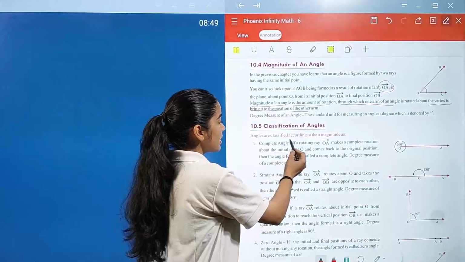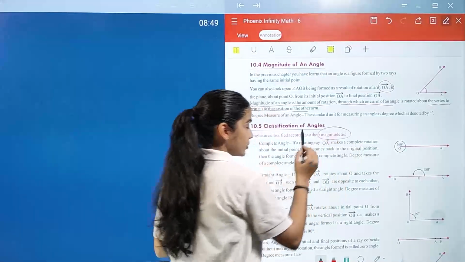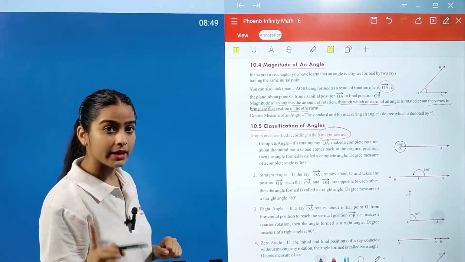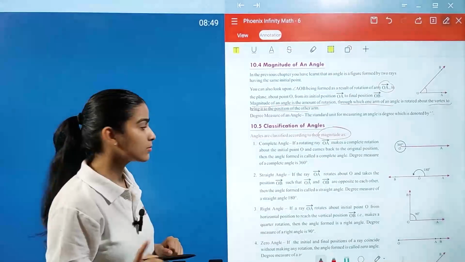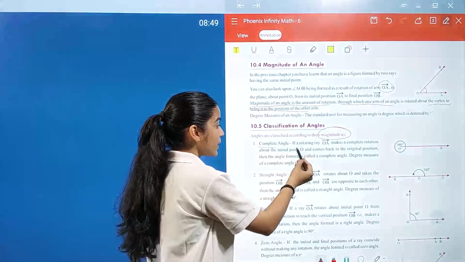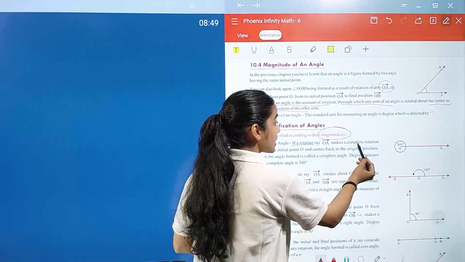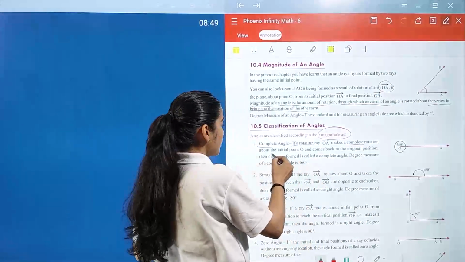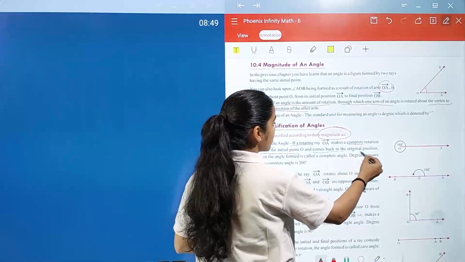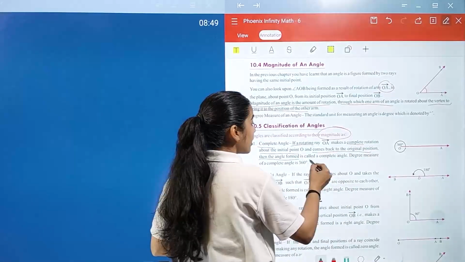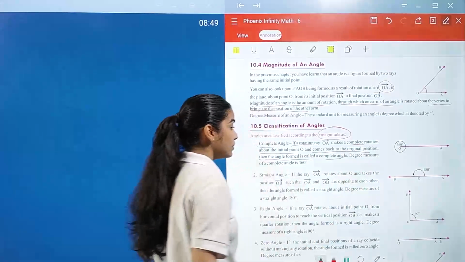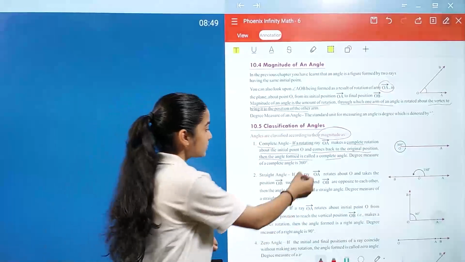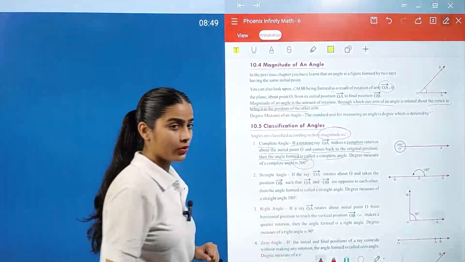Angles are classified according to their magnitude, as I already told you that an angle is defined with the help of its magnitude. Complete angle: if ray OA makes a complete rotation about initial point O and comes back to the original position, then the angle formed is a complete angle, and a complete angle is referred to as 360 degree.